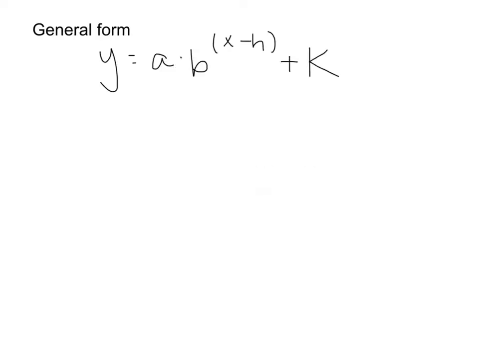The general form for exponential functions is y equals a times b to the x minus h power plus k. So this is going to cause our exponential function to shift. So let's talk about all the different transformations. If a is greater than 1, it's a vertical stretch just like normal. If a is greater than 0 but less than 1, it's a vertical compression. And if a is negative, that's going to cause it to be reflected across your x-axis.